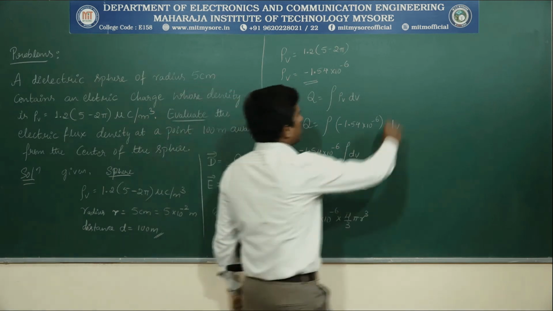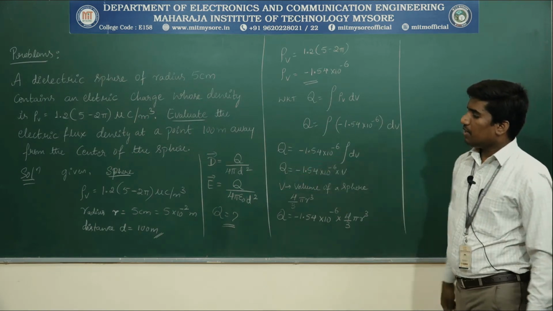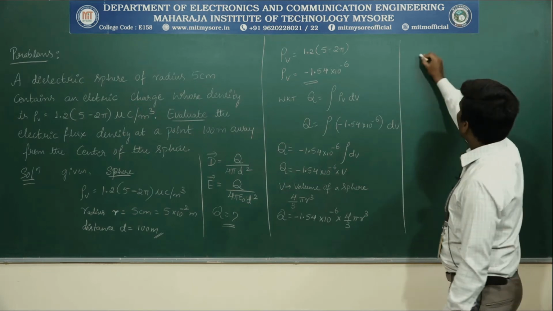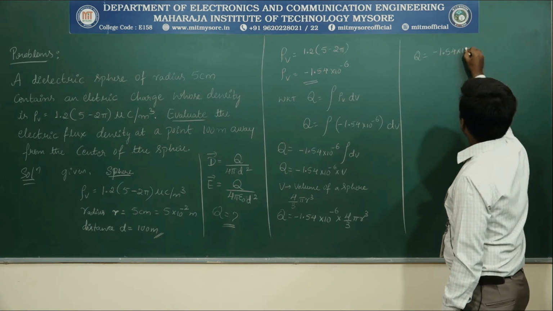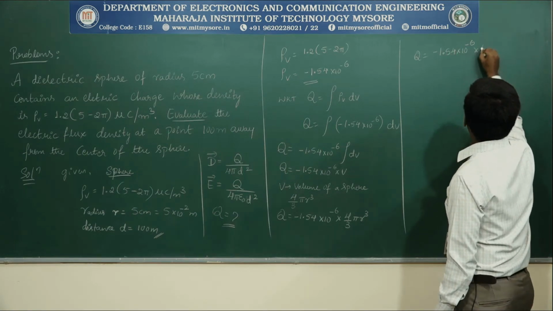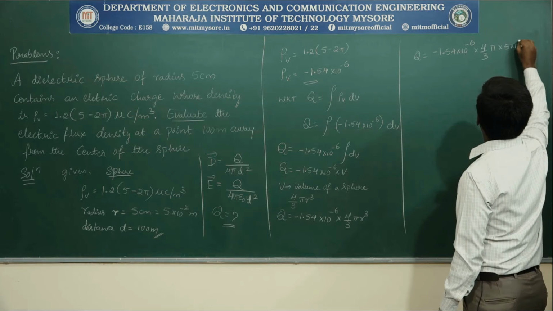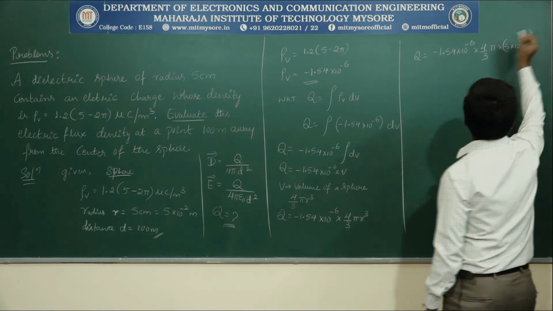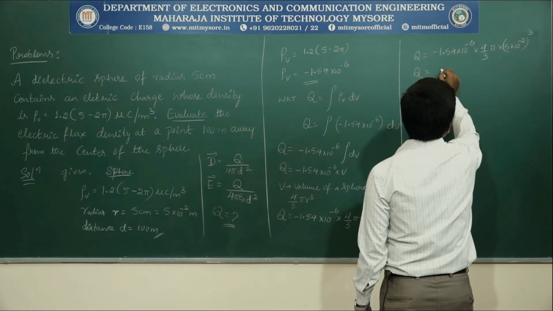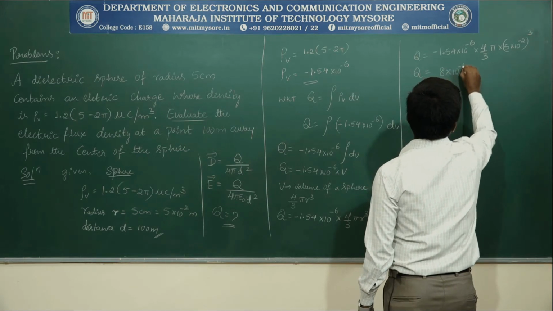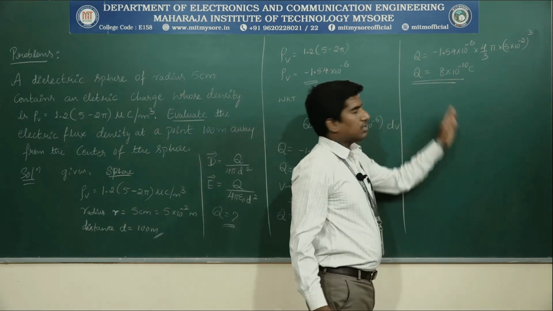If we try to substitute all the components, only r is unknown. What is r? 5 into 10 power minus 2. Therefore, Q is equal to minus 1.54 into 10 power minus 6 into 4 by 3 pi into 5 into 10 power minus 2 whole cube. If we solve this equation, we are going to get Q as 8 into 10 power minus 10 coulomb.